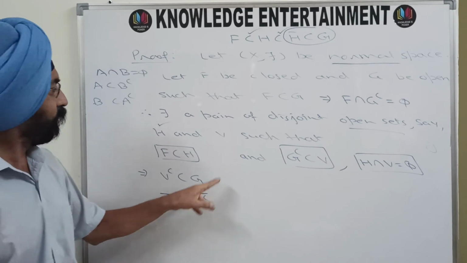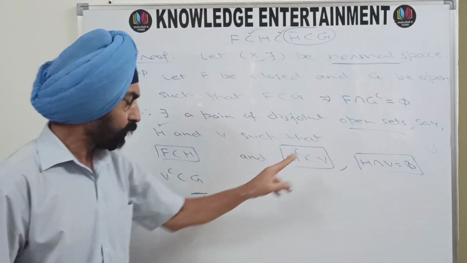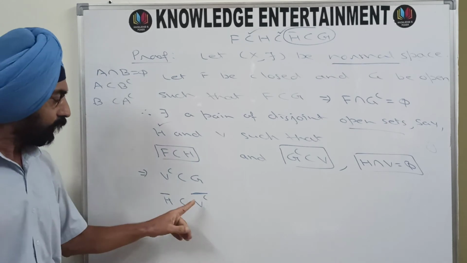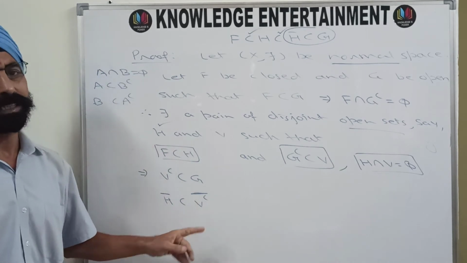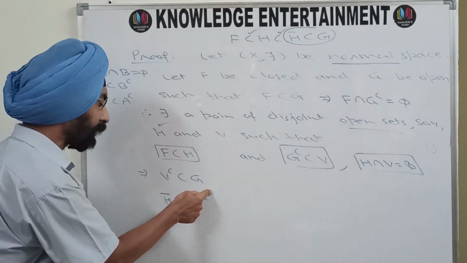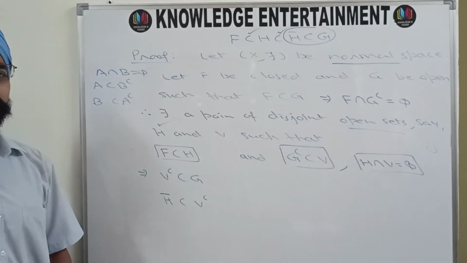Now, move on to the next part. Your V is an open set. So what about V complement? V complement is closed. And the closure of a closed set is the set itself, from our previous knowledge. So V complement closure is the same as V complement.